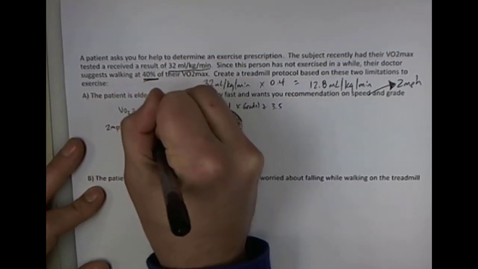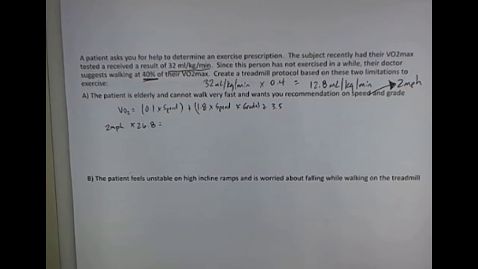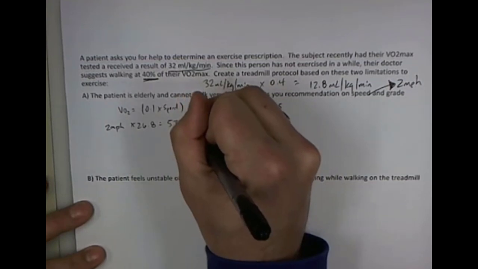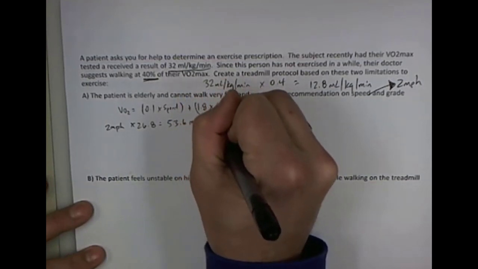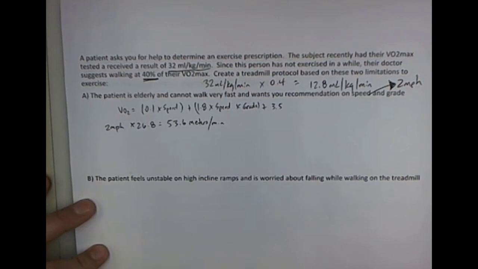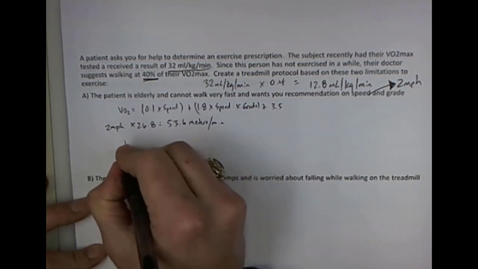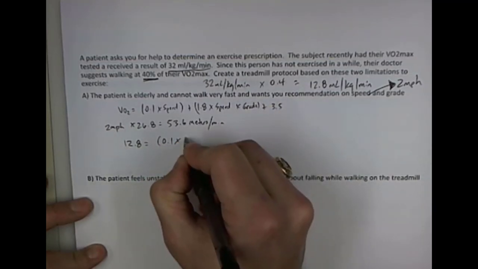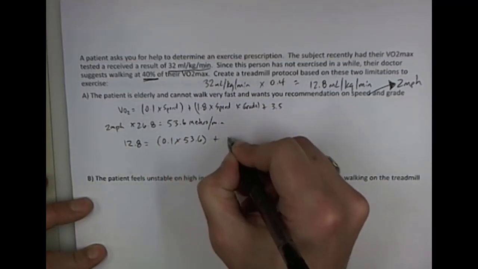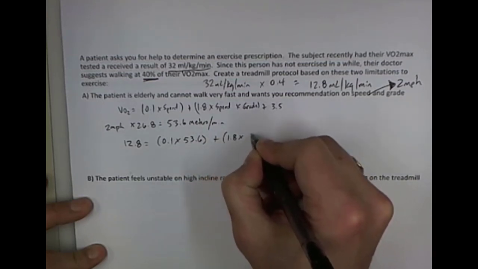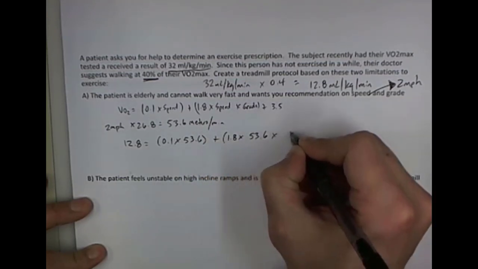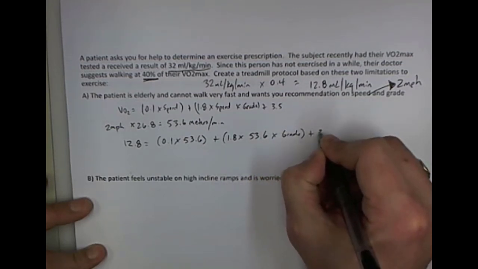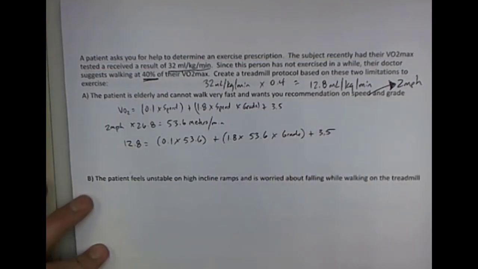times 26.8 equals 53.6 meters per minute. So there's our speed that we can plug in. We know our VO2, right? We've calculated 12.8 equals 0.1 times our speed of 53.6 plus 1.8 times 53.6 times our grade, which still remains an unknown. Again, you can think about that as x if you would, plus 3.5.